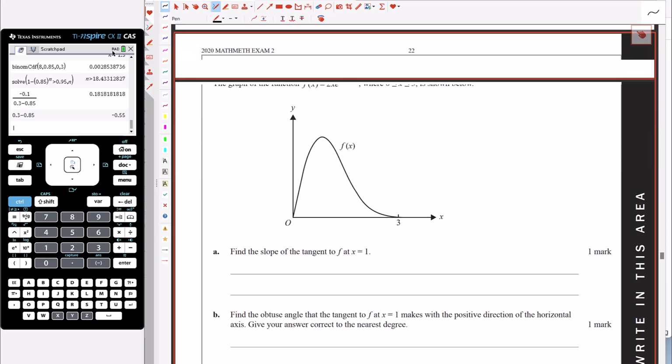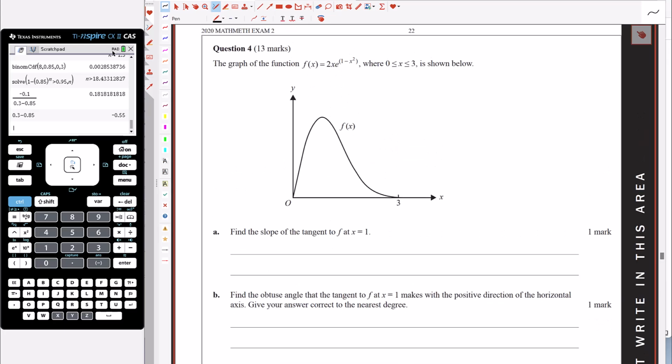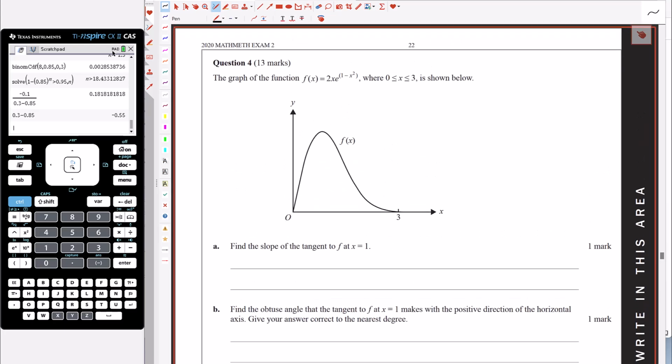Alright, so I had this happen before with the paging. Hopefully that'll resolve itself in a second. There we go. Question 4. The graph of the function f of x equals 2x times e to the power of 1 minus x squared is shown below. Let's define that function, with x between 0 and 3. I never define functions with domain restrictions. I find they can create all sorts of problems when you're trying to do things with the function. We just always have to remember that domain and only take the solutions from that domain.